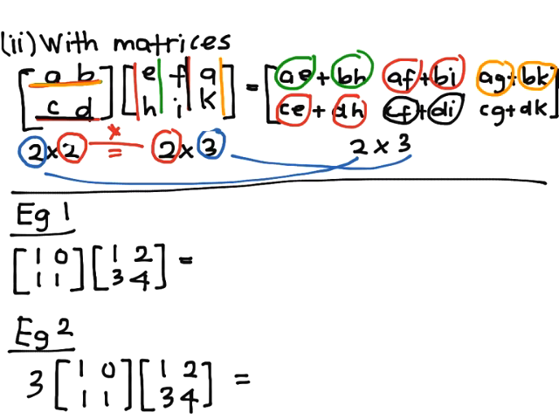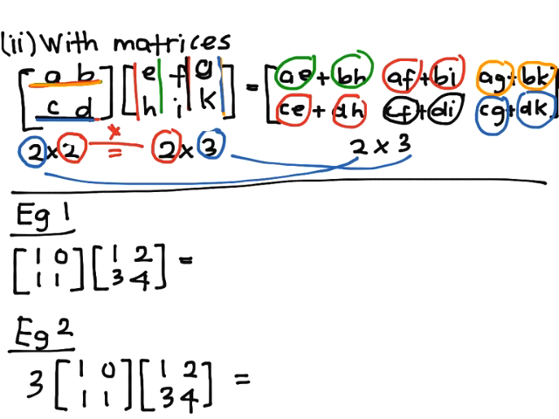And also the last one, we have the second row with the last column. So we will have C multiply with G plus D multiply with K. So it's a G here. Okay, so that's how we do the multiplication of matrix with matrix.